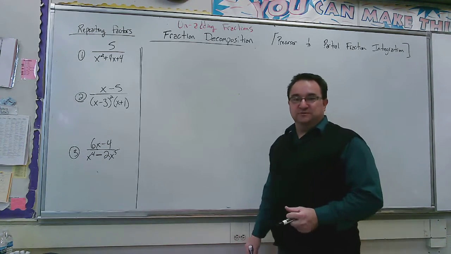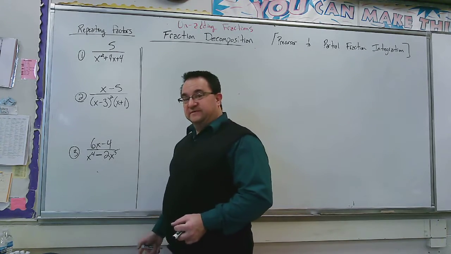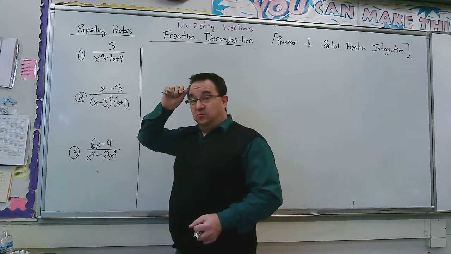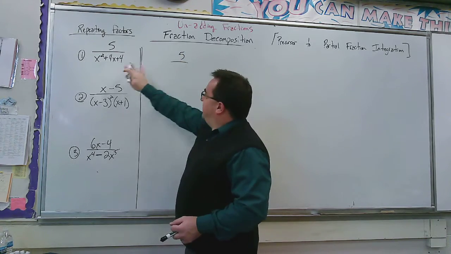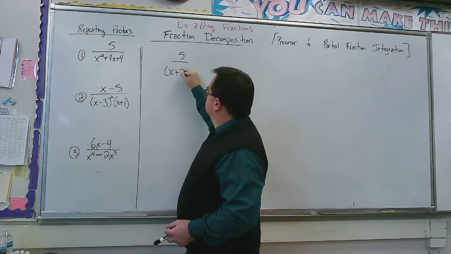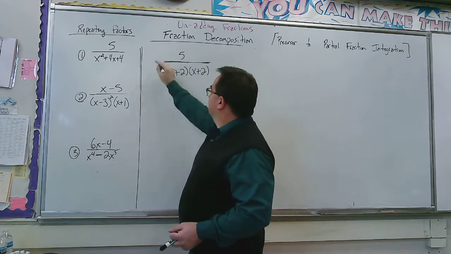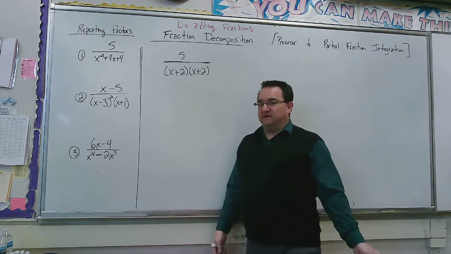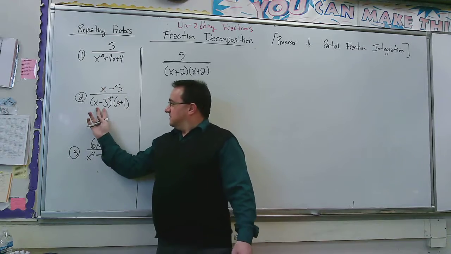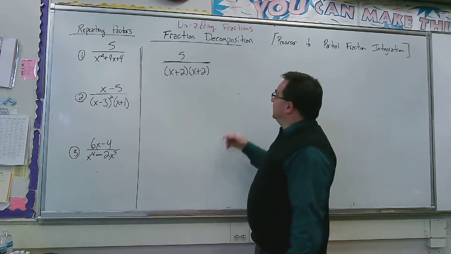Fraction decomposition round 2. So now we're going to do problems. We're doing the same exact thing, except now there will be repeating factors. What does that mean? Well, if I factor this, see how instead of distinct factors, I get the same factor twice? I could write that as x plus 2 squared. That is a repeating factor.